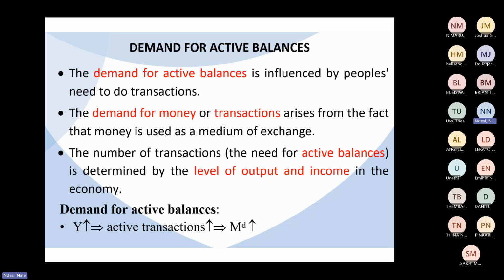We can also explain it by chain of events. Say that as the level of output increases, the income of households also increases, which increases the active transactions, which in turn increases the demand for money. So that is the demand for active balances.